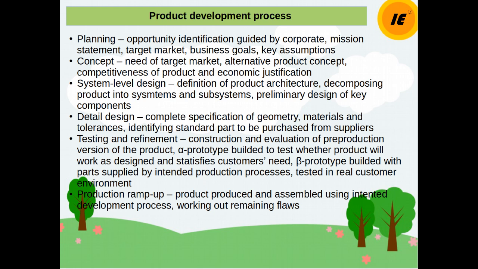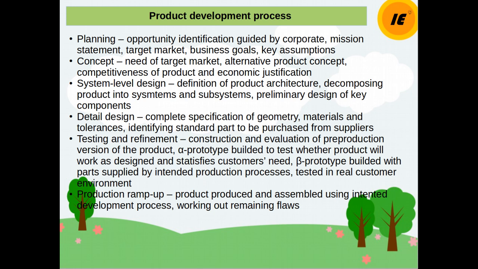The testing and refinement phase involves construction and evaluation of multiple pre-production versions of the product. Early prototypes, called alpha prototypes, are usually built with production-intent parts with the same geometry and material properties as intended for the production version of the product, but not necessarily fabricated with the actual processes to be used in production. We know the term alpha prototype; in software also we use this term, like alpha version.